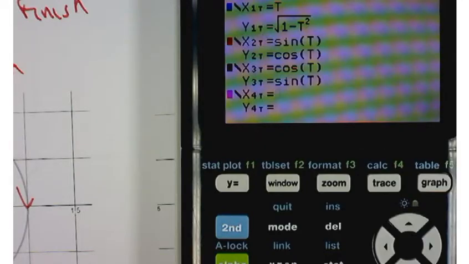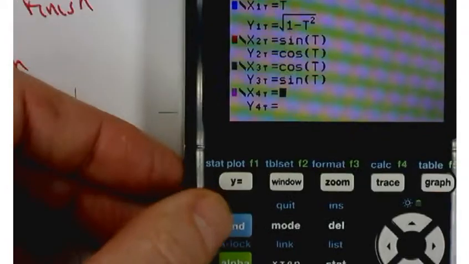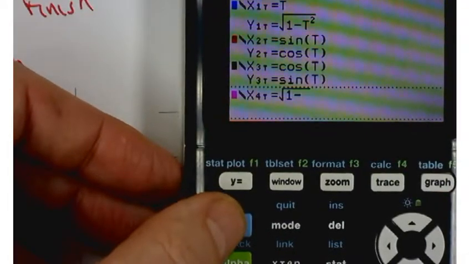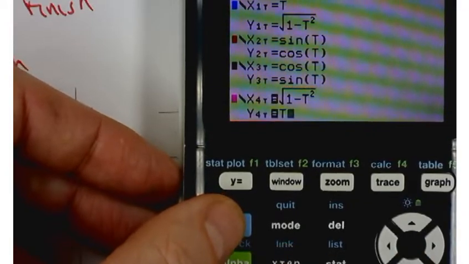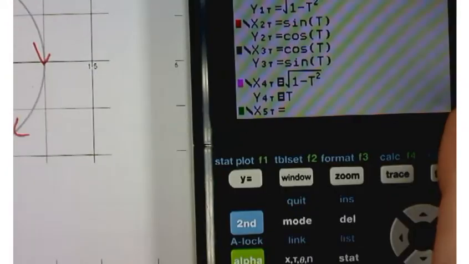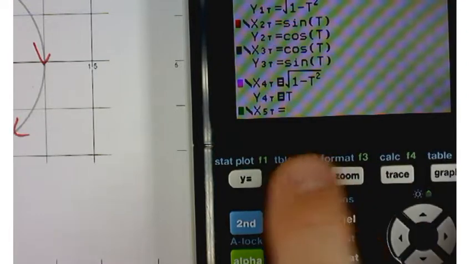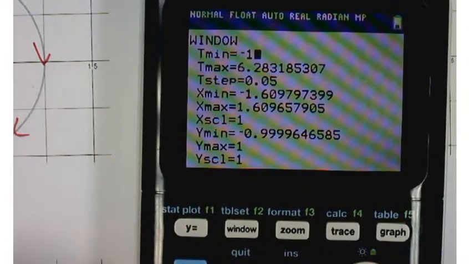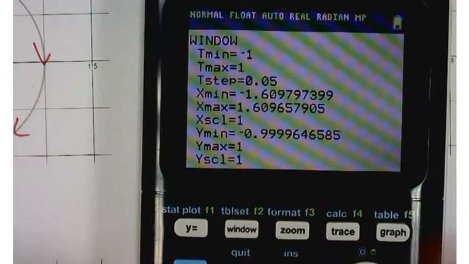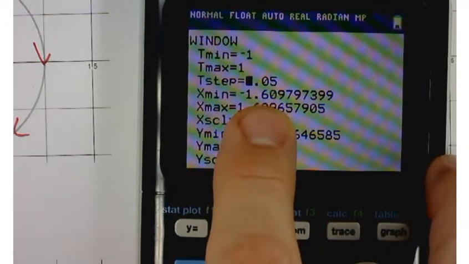There we go. So this one is going to be square root of 1 minus t squared and t. Kind of as before, we got to go back and change our values of t. We want to go from negative 1 to 1. Step of 0.05 is okay.